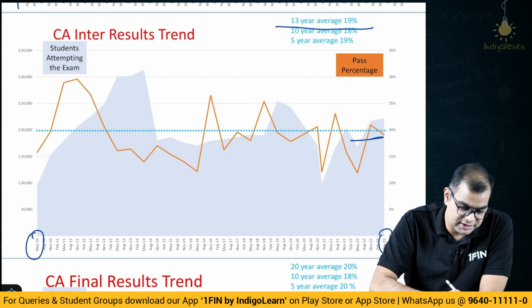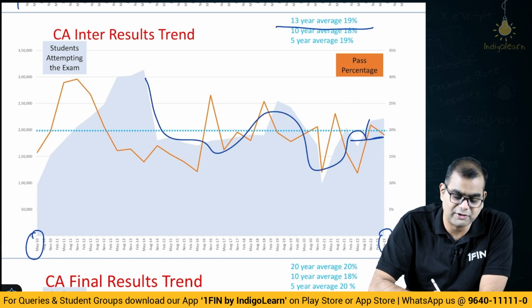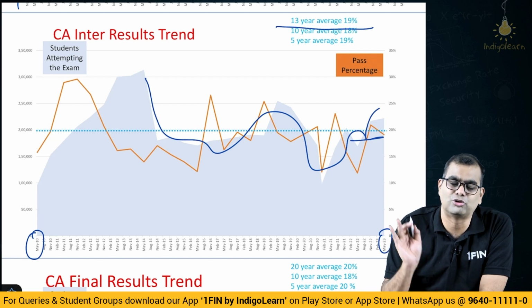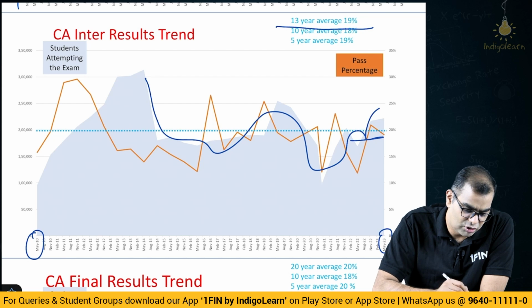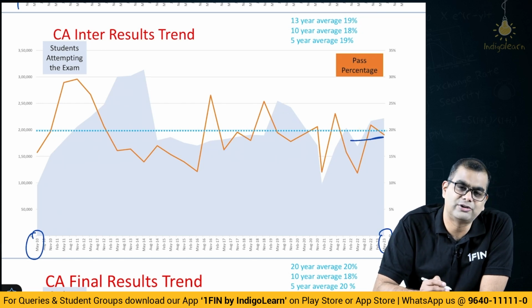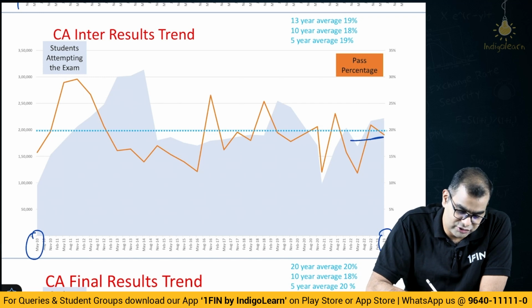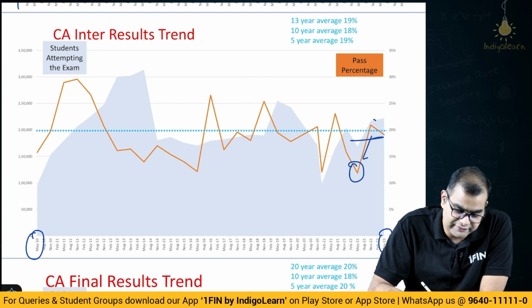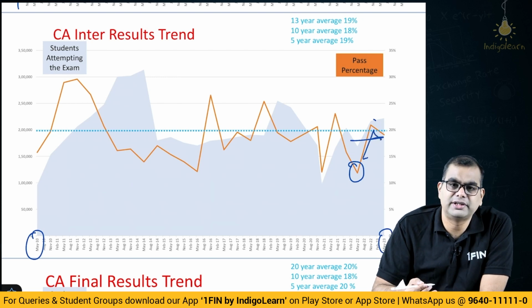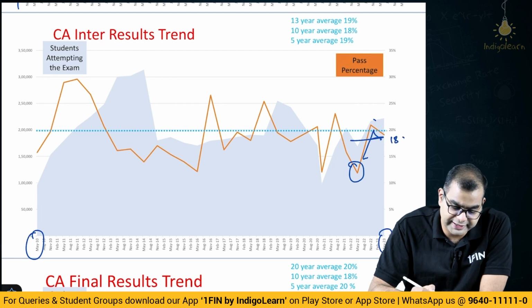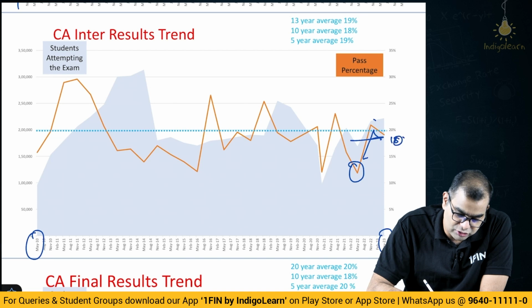This light blue color shade is the number of people who wrote the exam. Out of that, how many passed that relevant group or both groups. That's all. So, if you look at it, the average pass percentage is 18 to 19%. It came down sometime in 22, I think that was due to COVID and related stuff. Then it went up. In this attempt in May 23, the pass percentage was around 18 or 19, close to 19%.